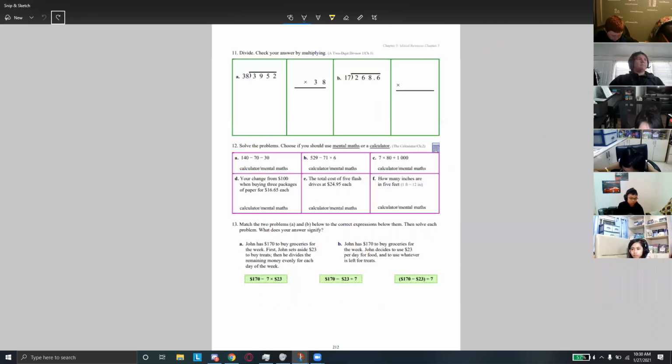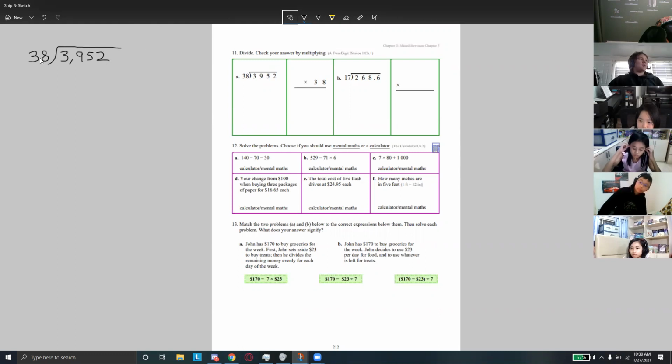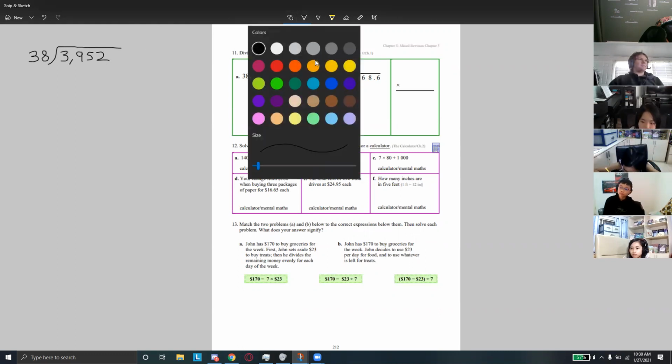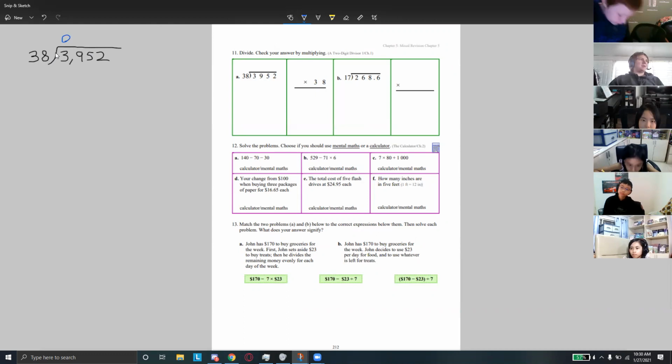Okay. Boom. 11. Divide, check your answer by multiplying. Okay, so we'll start with 3,952 divided by 38. So can 38 go into 3? No, it goes in 0 times. 38 times 0 is 0. 3 minus 0 is 3. Drop the 9. Okay, can 38 go into 39? Yes, it goes in 1 time.